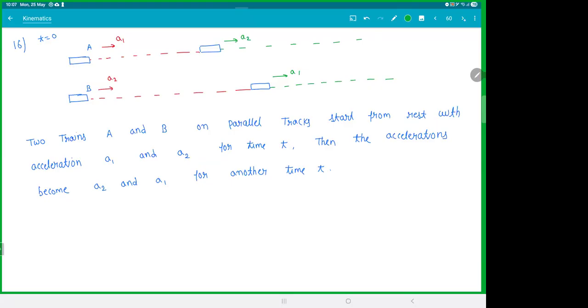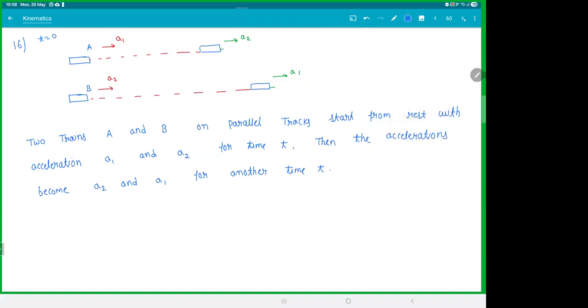So if I tell you in numbers, it will look like this. Trains A and B are starting with accelerations, for example, 1 and 2. After 1 hour, A's acceleration becomes 2 and B's acceleration becomes 1 for another 1 hour. So the total journey is for 2 hours. If it is in numbers, that's how it would look.